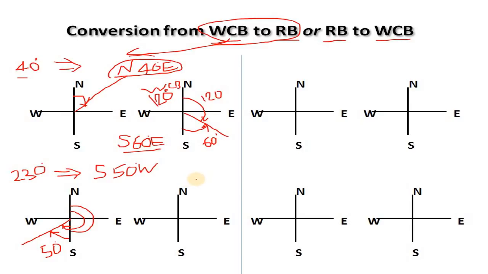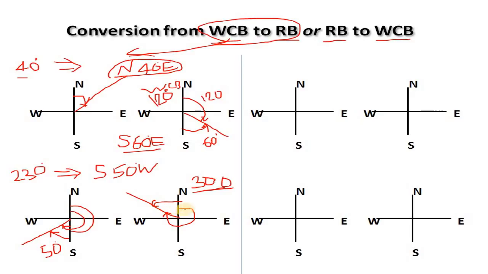Suppose WCB is given 300 degree. Convert it in reduced bearing system. First draw 300 degree in WCB system. Where will this be? You know this angle is 270 degree. This line will be in this quadrant, more than 270 degree. This angle is given as 300 degree. For reduced bearing system you require this angle, because this line is nearer from north in anti-clockwise direction.